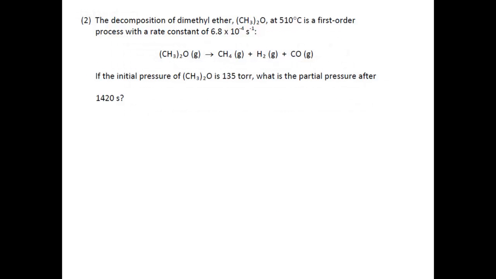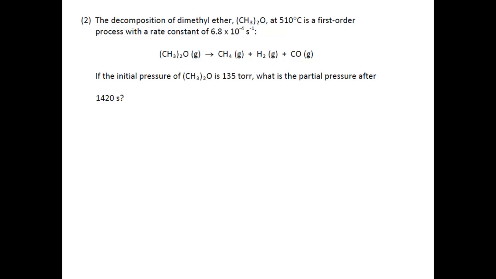Question 2. The decomposition of dimethyl ether at 510 degrees Celsius is a first order process with a rate constant of 6.8 times 10 to the negative fourth per second. If the initial pressure is 135 torr, what is the partial pressure after 1,420 seconds?